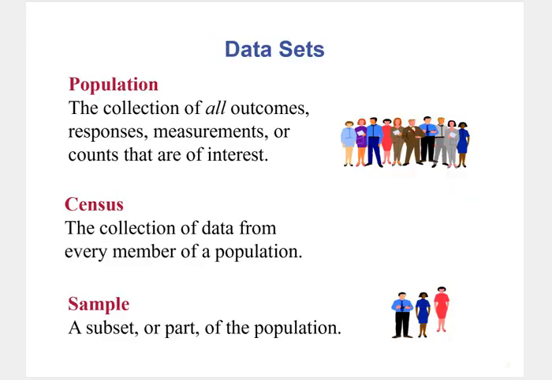So our data can be given to us in different kinds of sets. The first kind of data set you can have is a population set. This means that you are collecting all the outcomes or responses or measurements, or whatever it is that you're gathering, from an entire group of people that are listed. So if you are talking about voters in the United States, then you would say every registered voter in the United States. And there are a lot of registered voters.